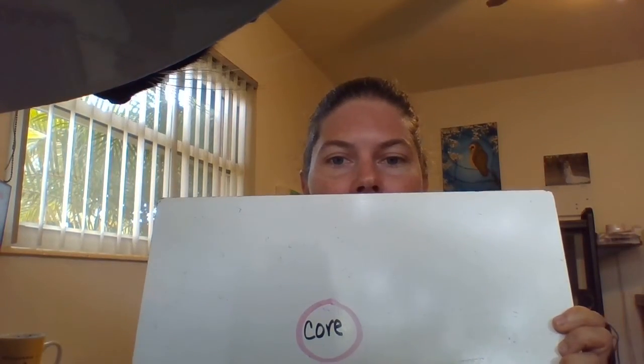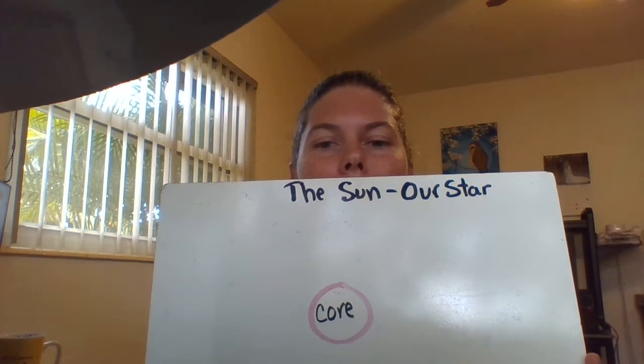Pencil. So here's where we start. We start at the core. And let's label this the sun. And we're going to label it our star. The sun isn't a planet, it's a star because it gives off light. So we gave it a label because we're good students.